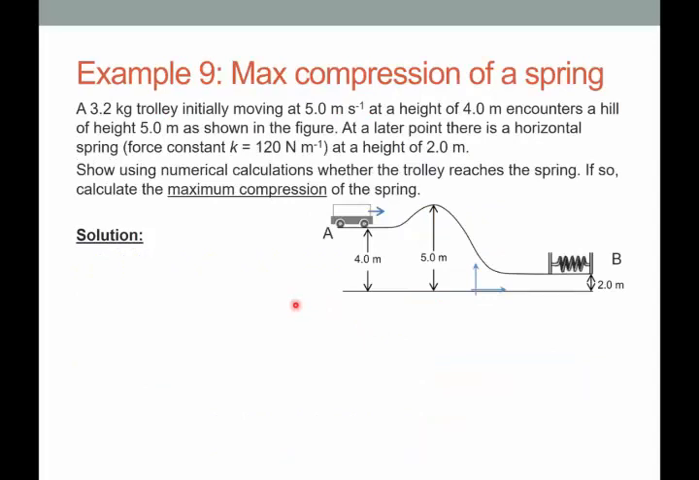Example 9. A 3.2 kg trolley, initially moving at 5 meters per second at a height of 4 meters, encounters a hill of 5 meters as shown in the figure. At a later point, there is a horizontal spring at a height of 2 meters. Show using numerical calculations whether the trolley reaches the spring, and if so, calculate the maximum compression of the spring.